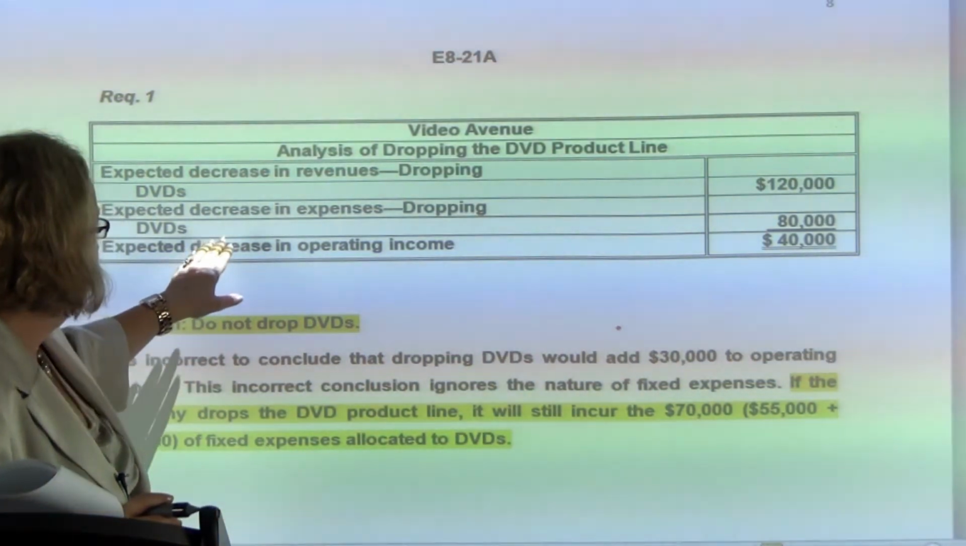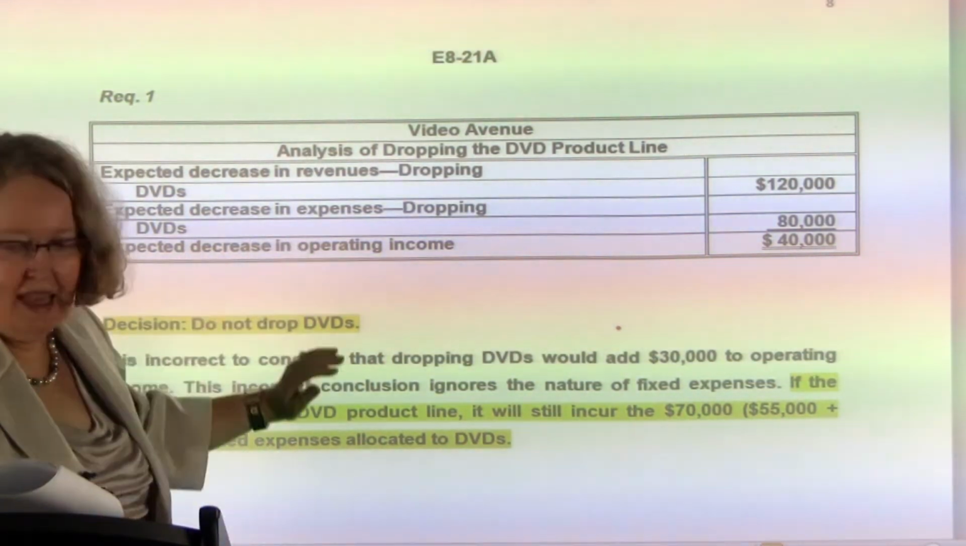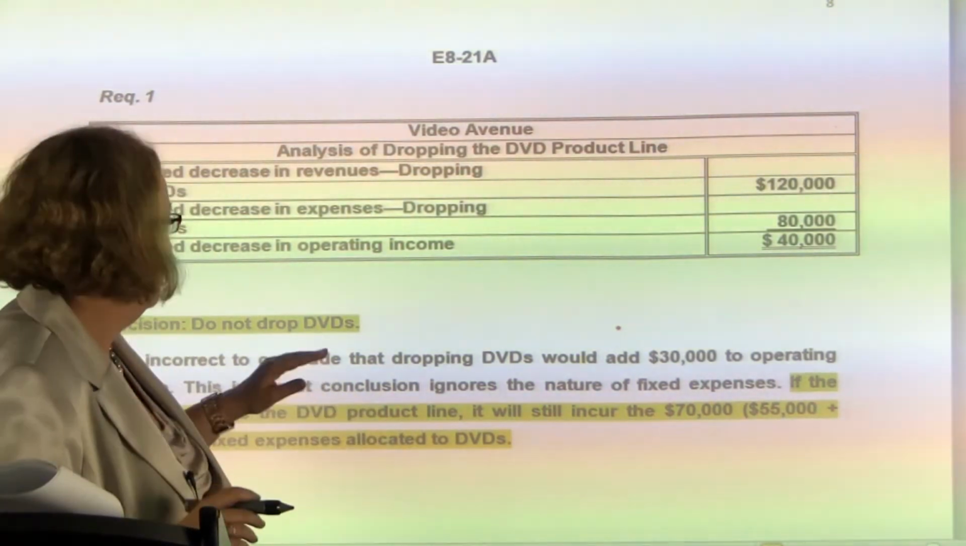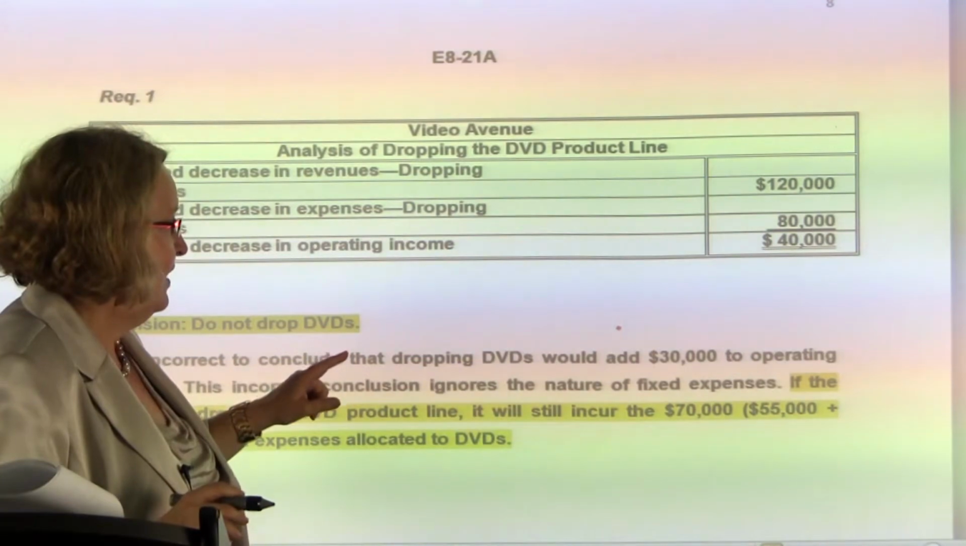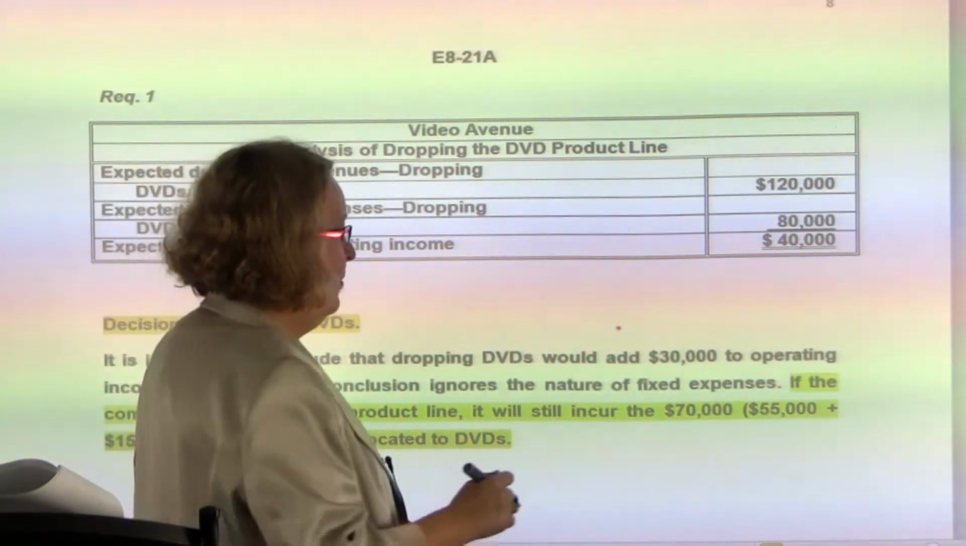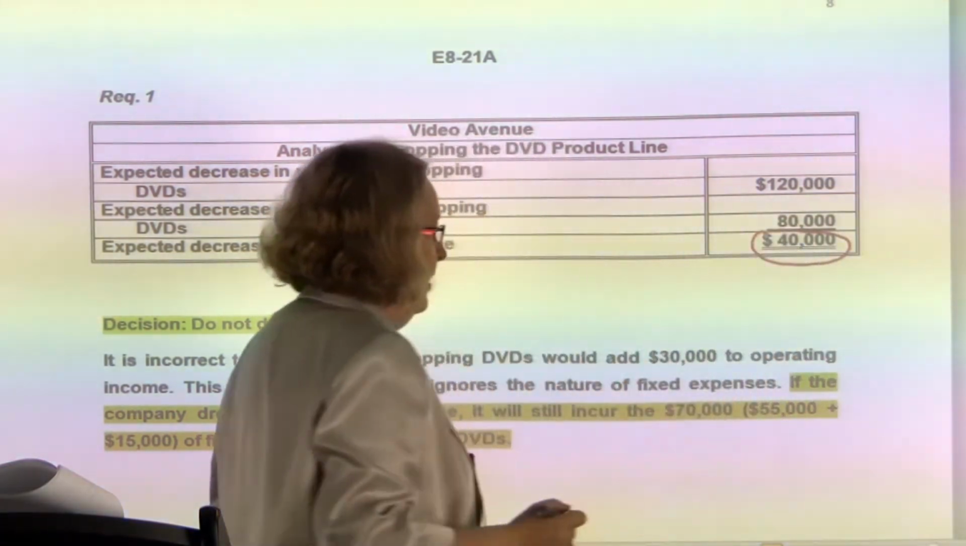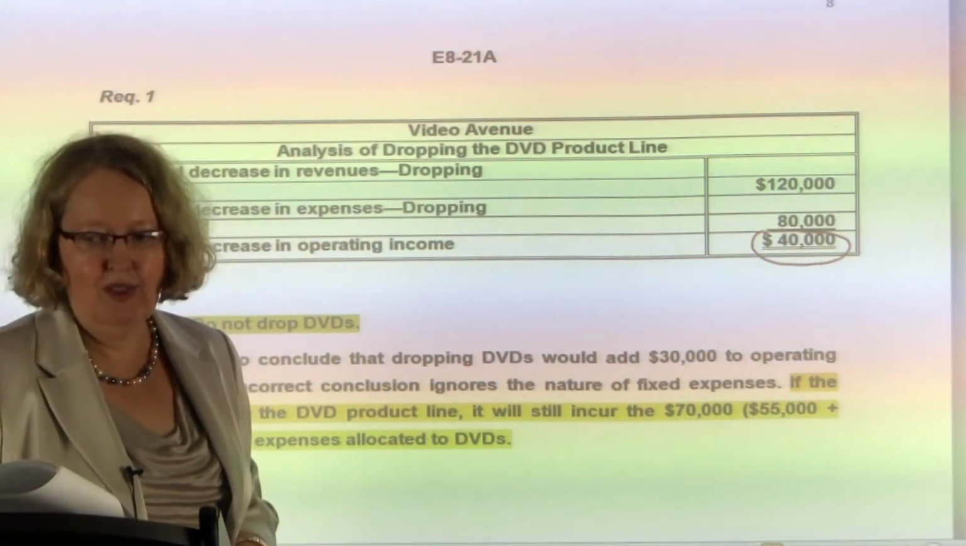And you're also going to decrease your expenses by 80,000. So that's the variable expenses to produce the DVDs. So if you drop the DVDs, what you're actually losing is $40,000. $40,000 is what you're losing.